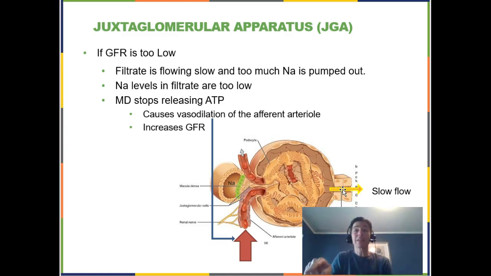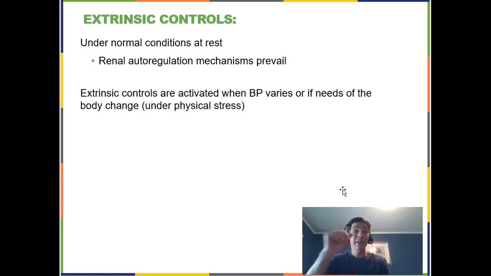Both of those processes are about either keeping your glomerular filtration rate constant or matching it to the speed at which your kidney is processing things. Then we have your extrinsic controls. So this is where conditions outside the kidney are going to affect how the kidney works.